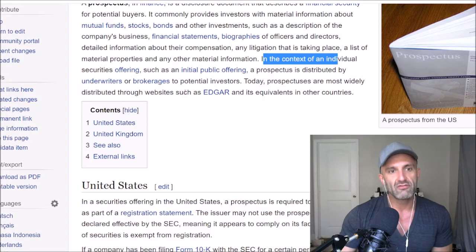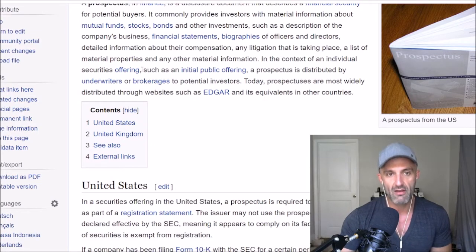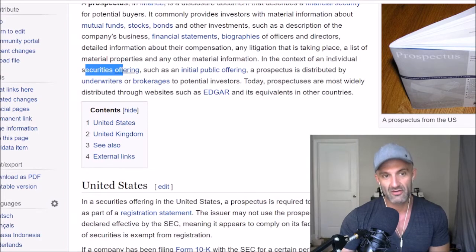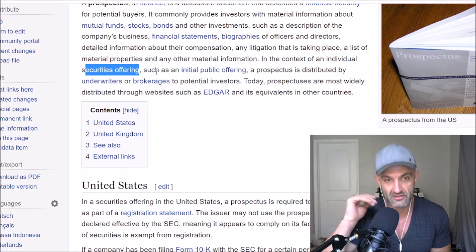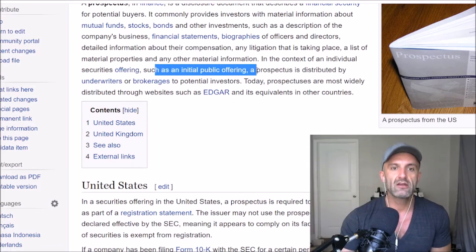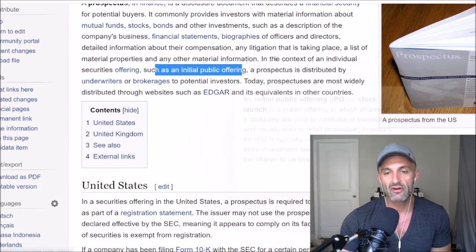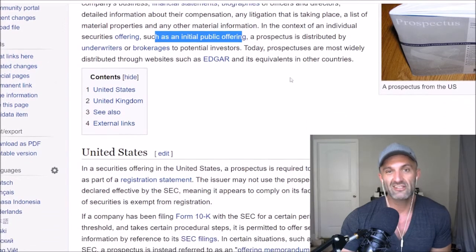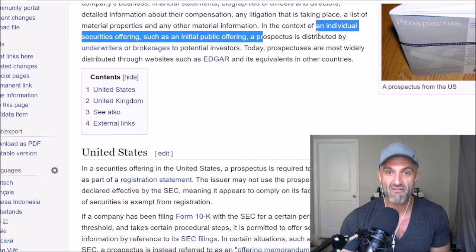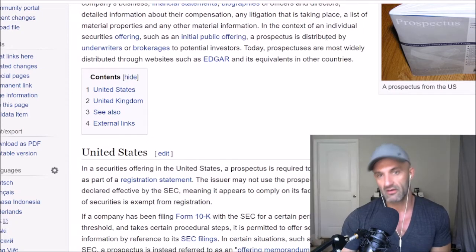In the context of an individual security offering, such as an initial public offering, oh, it's so weird. They just changed the vernacular. So they're going to call it crypto, and they're not going to call it a security, right? At least the group of people watching this. And instead of an initial public offering, an IPO, they're going to call it an ICO, right? Or they're going to be like, ours is not an IPO. We're giving it away for free. Whatever the story you need to tell yourself to justify your beliefs, bro.